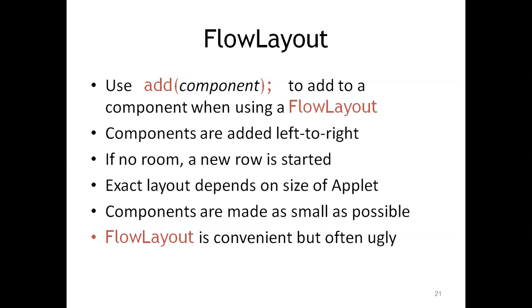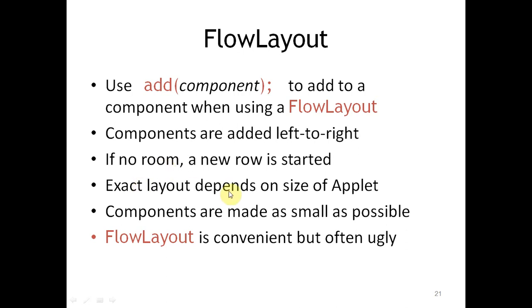The components are added left to right in the case of grid layout and flow layout, and in the case of border layout. One by one we will add the components, but in flow layout they will be added left to right in the first row, then put on the second row. If there is no room, a new row is started. If there is no space in the first row, the second row will be started, and if there is no space in the second row, then the third row will be started.